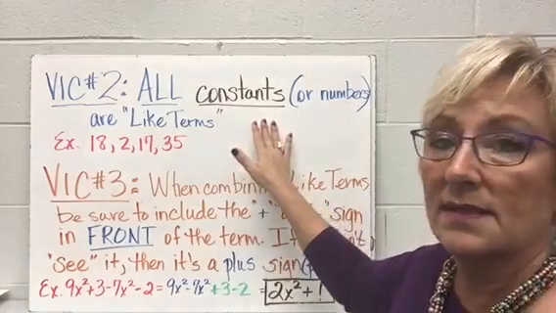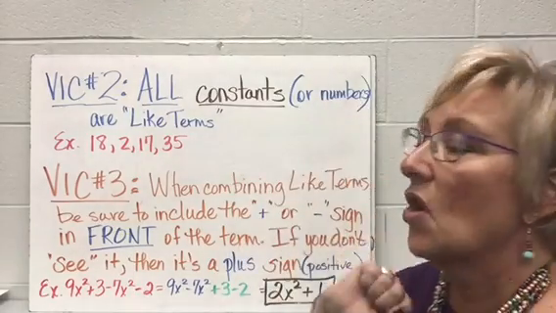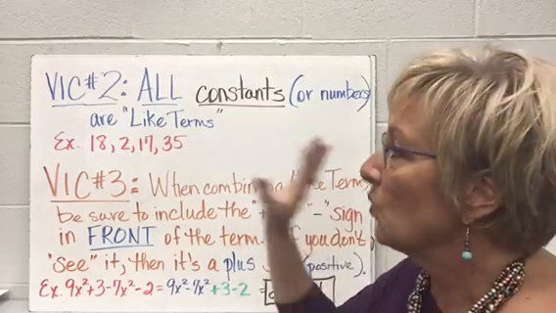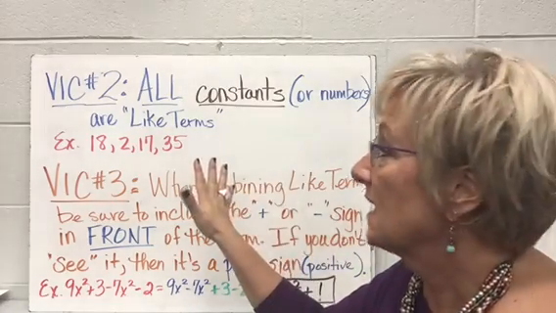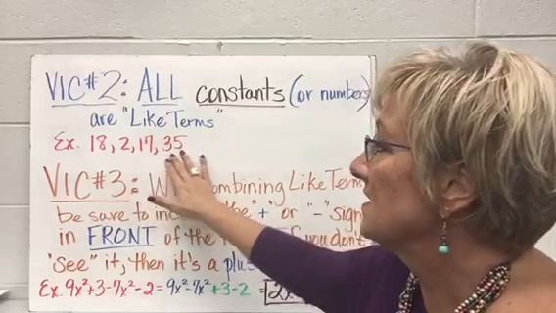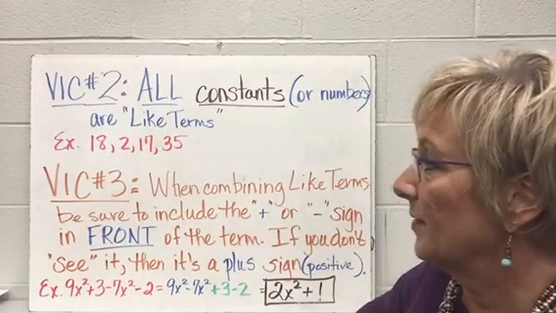Very important concept number two. All constants or numbers are like terms, because we know that we can add them or subtract them, multiply them or divide them together. So 18, 2, 17, and 35, all of those are going to be like terms. There's no variable with them.